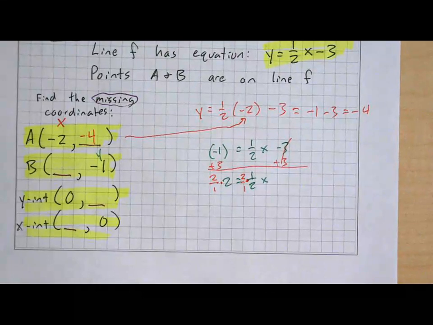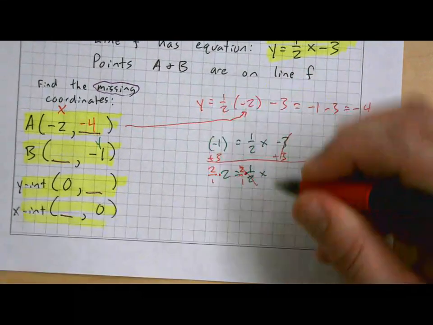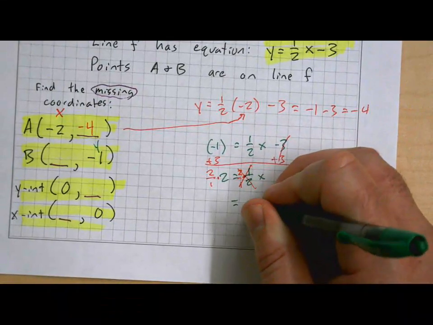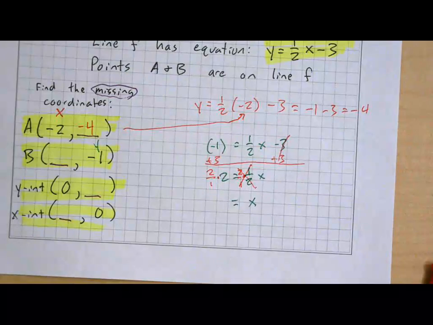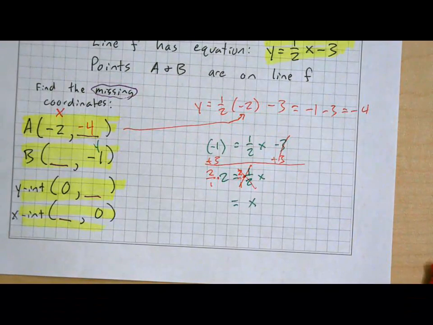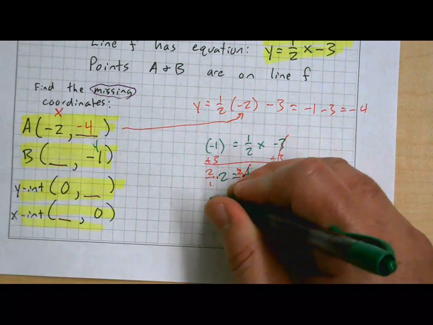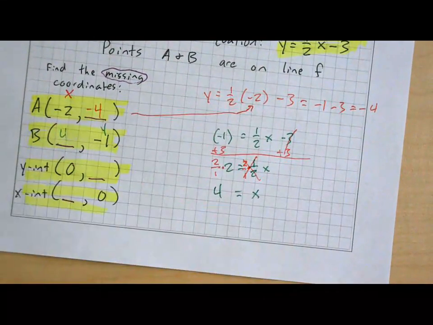But when you do this, these 2's would cancel and these 1's would cancel, and you'd just be left with x. So when you multiply by a reciprocal, all the parts of your fractions are going to cancel, and it's going to go away. 2/1 times 2 is 4. So the x coordinate ended up being 4 for that one.